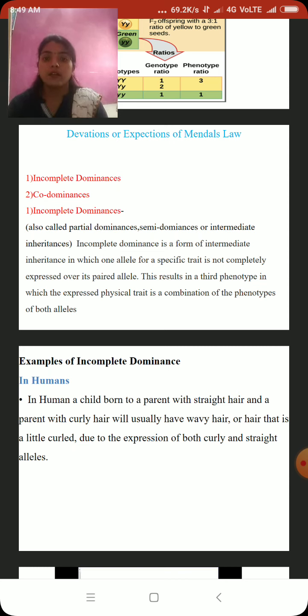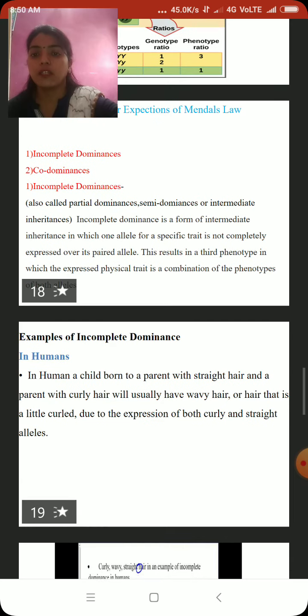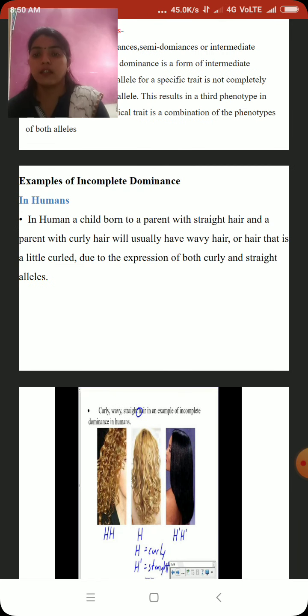Incomplete dominance is a form of intermediate inheritance in which one allele for a specific trait is not completely expressed over its paired allele. This results in a third type of progeny, or third type of phenotype, in which the expressed physical trait is a combination of the phenotypes of both alleles. Incomplete dominance is explained here with the help of some examples.